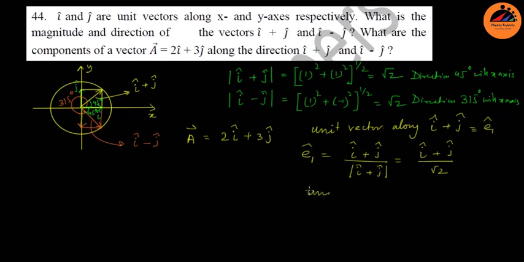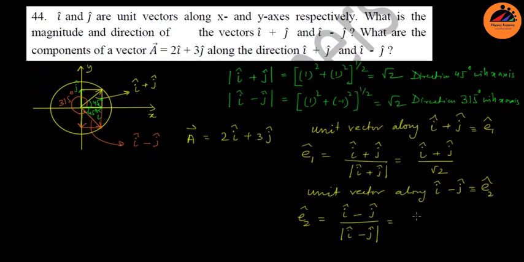Now the unit vector along i cap minus j cap is, suppose say this is e2 cap. So e2 cap is equal to i cap minus j cap by the magnitude of i cap minus j cap. This also has a magnitude of root 2. So this is i cap minus j cap by root 2. Now let's express this in terms of this.